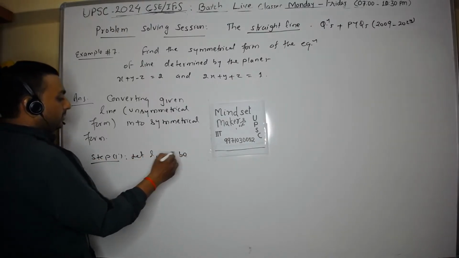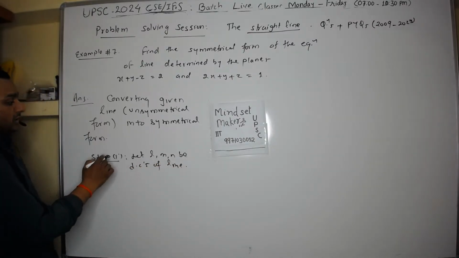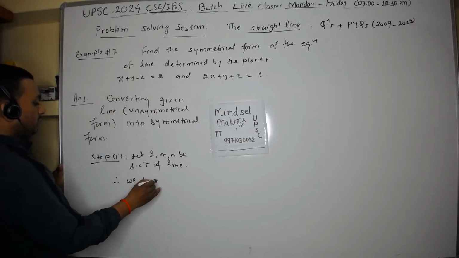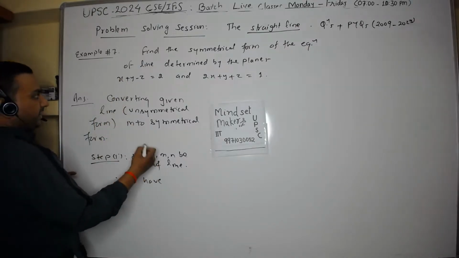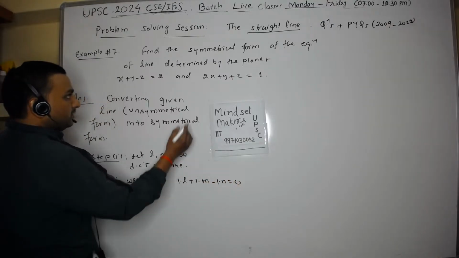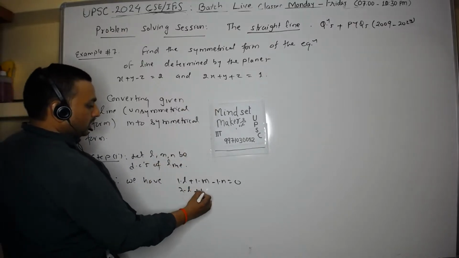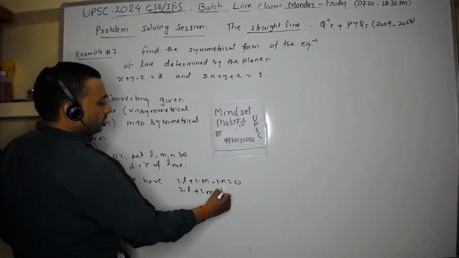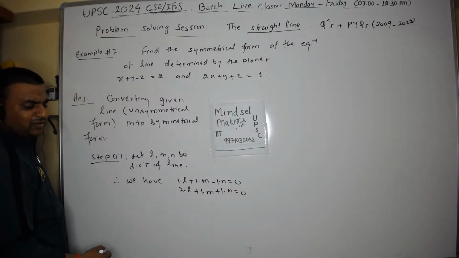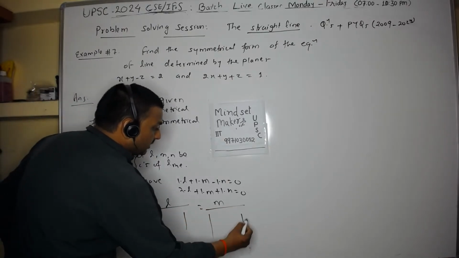Step 1: Let L, M, N be the DCs of the line. Since we want to find the line represented by these planes, the line is perpendicular to the DRs of the planes, so their product will be 0. 1 into L plus 1 into M minus 1 into N will be 0. 2 into L plus 1 into M plus 1 into N will be 0. How to determine L, M, N? Clearly I told you, still you people forget.